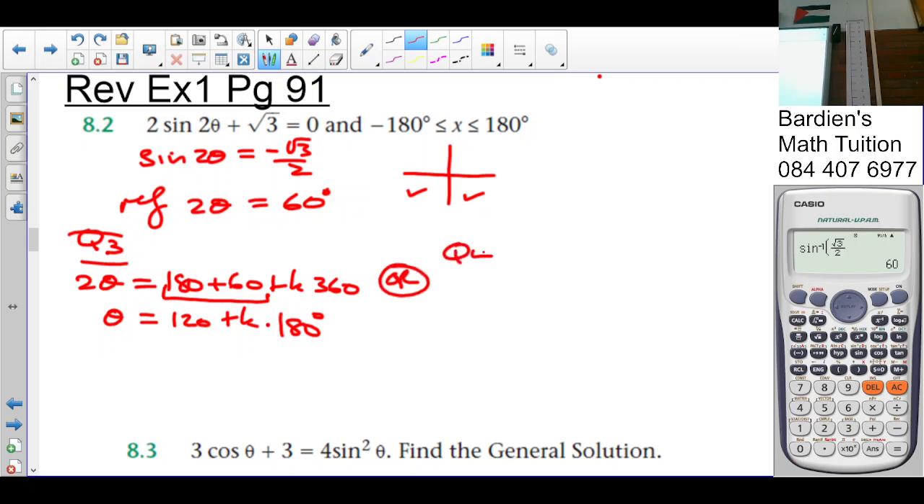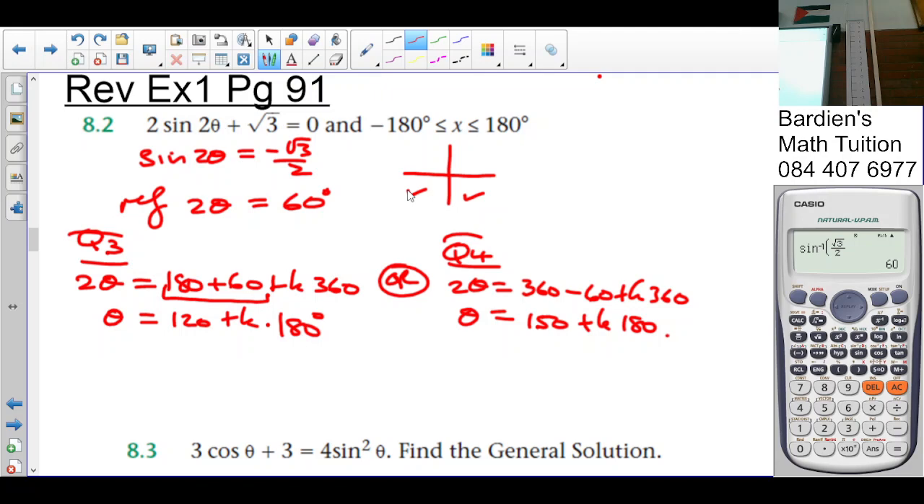For quadrant 4, how do we get in quadrant 4, people? 360 minus 60 plus k times 360. 360 minus 60 is 300, divided by 2 is 150 plus k times 180. Okay. Remember, there's a restricted domain.